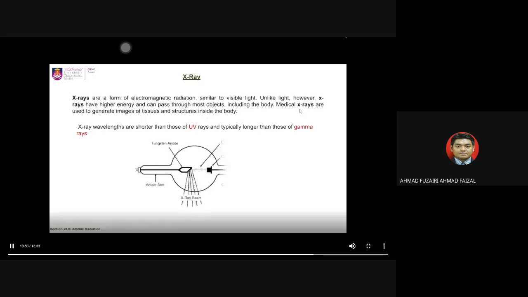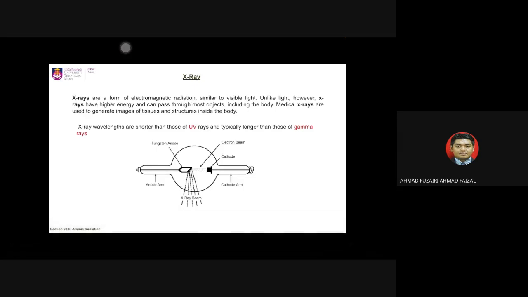Now, X-rays are a form of electromagnetic radiation similar to visible light. However, X-rays have higher energy and can pass through most objects. Okay, so medical X-rays are used to generate images of tissues and structures inside the body. The wavelength of X-rays is shorter than UV rays and typically longer than those of gamma rays.